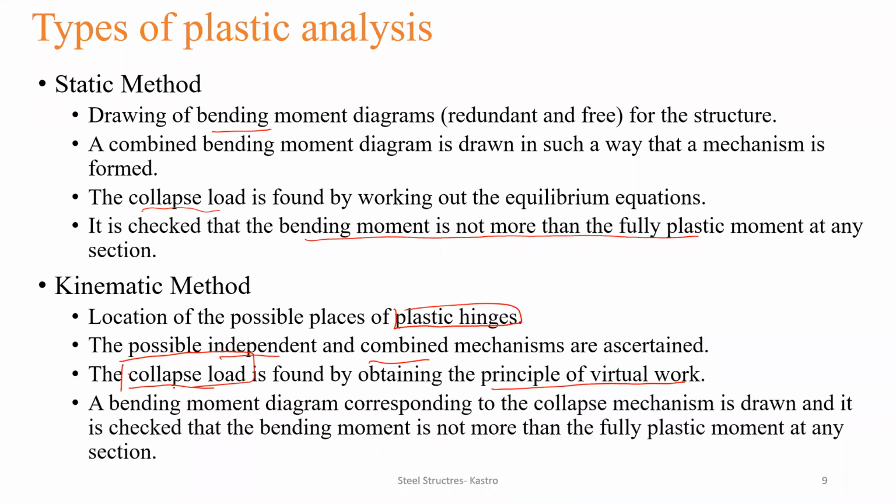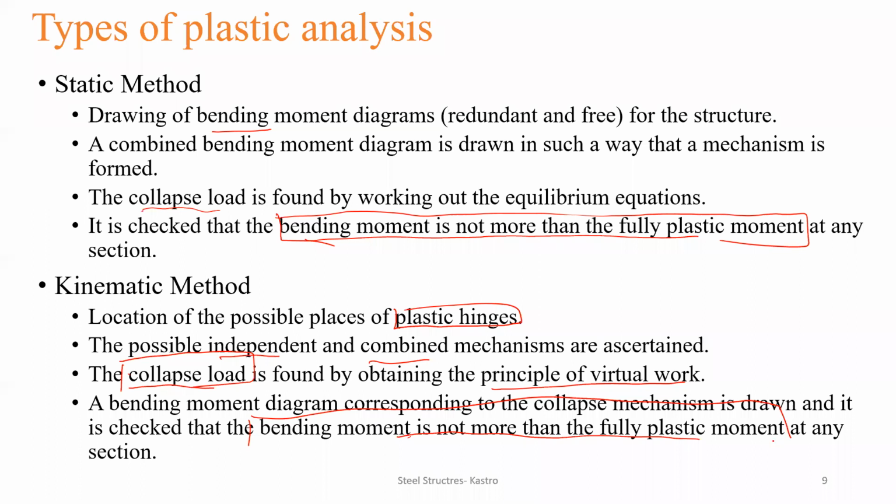And lastly, you're going to draw the bending moment diagram for independent mechanisms and for the combined mechanisms. For both you're going to draw, and you're going to ensure that the bending moment is not more than the fully plastic moment at any section, right? Ultimately, both in the static method and in the kinematic method, your ultimate aim is to prove the bending moment should not be more than the fully plastic moment, in both cases.